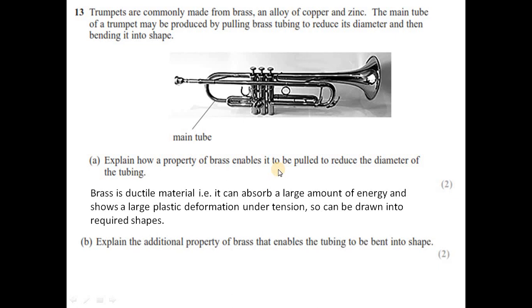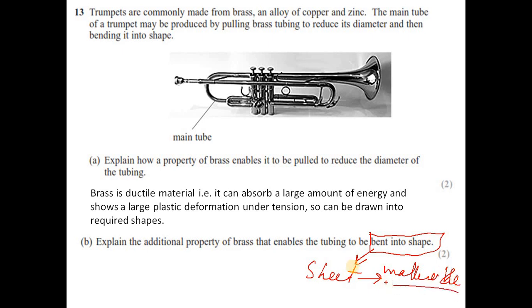Part 2, explain the additional property of the brass that enables tubing to be bent into shape. Okay, tubing bent into shape. Bent is all about making sheet. And if you refer to making sheet of a metal, it's all about the property of malleability. So the property is known as malleable. That means this alloy can be hammered and bent into the sheet.